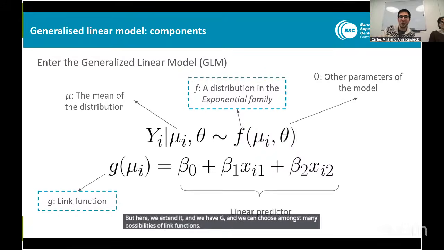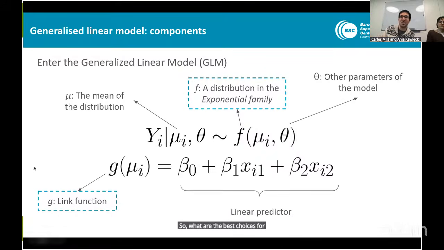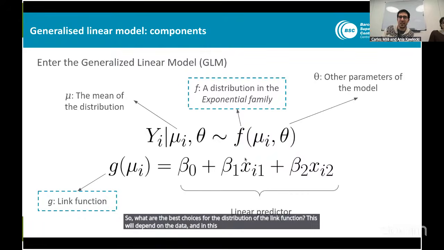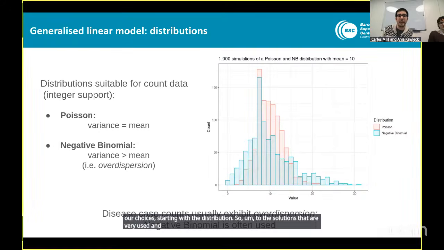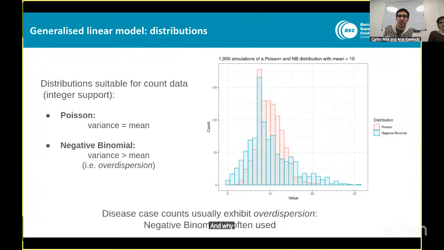So what are the best choices for the distribution and the link function? This will depend on the data. And in this case, we have disease count data. So let's see our choices, starting with the distribution. Two distributions that are very widely used and very suitable for count data are the Poisson and the negative binomial. And why? Because these are distributions whose support is the positive integers. So this aligns perfectly with count data.